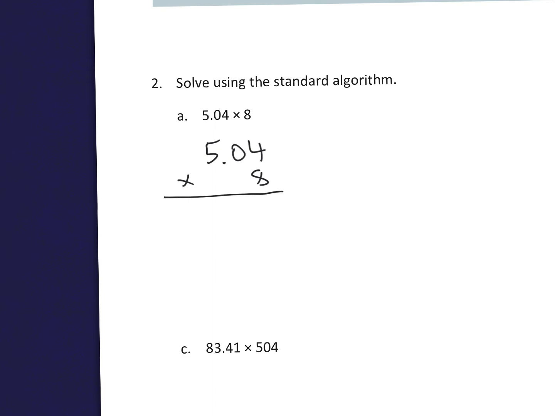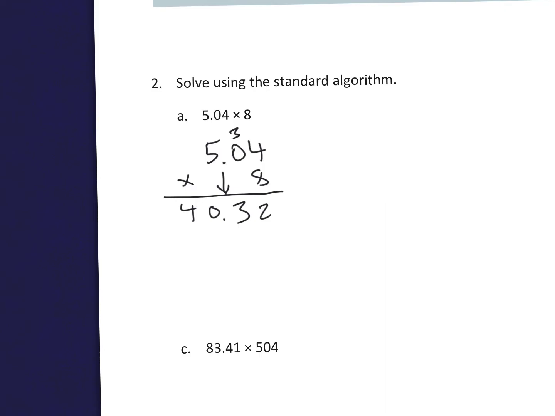8 times 4 is 32. Keep the 2. Keep the 3. 8 times 0 is 0. Plus 3 is 3. 8 times 5 is 40. And then, like I said, my decimal is just going to fall down. That's going to give me 40 and 32 hundredths.